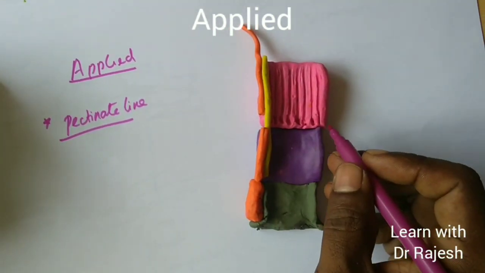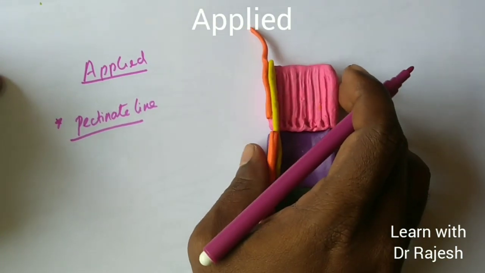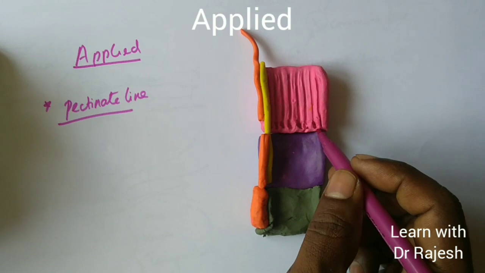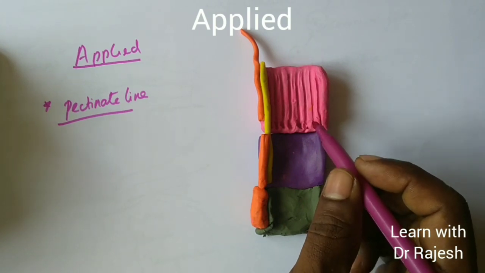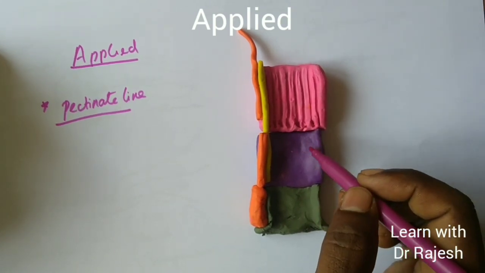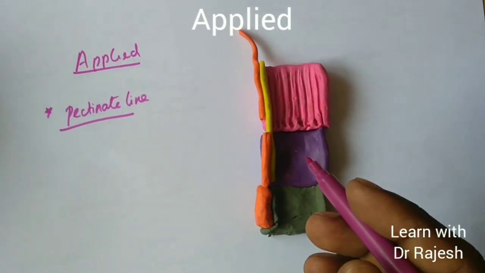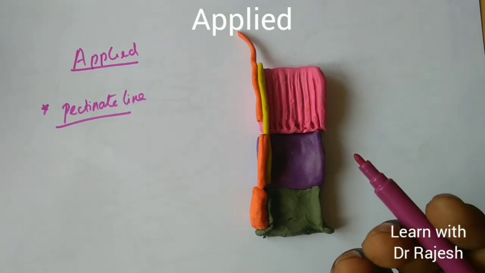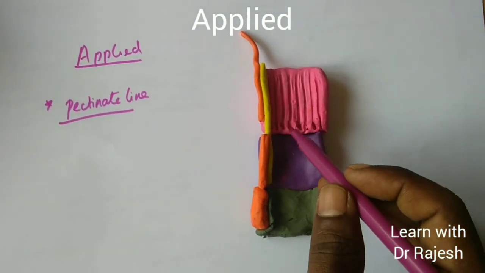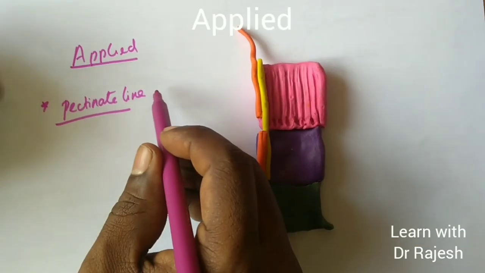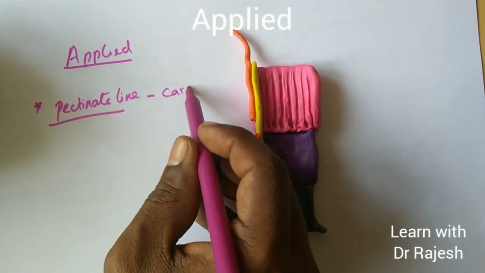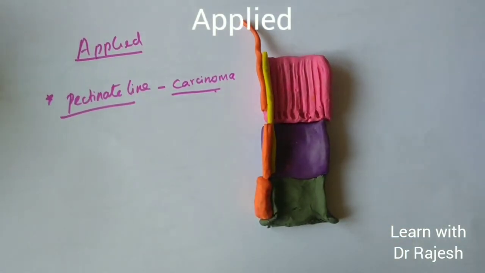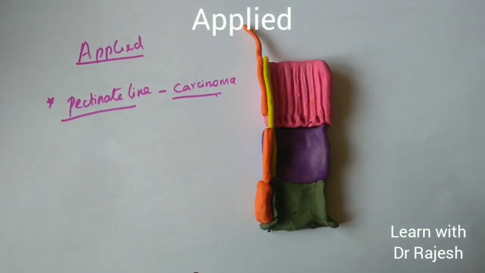Okay, the mucocutaneous line or the pectinate line. This pectinate line is a very important line where there is a transition of the epithelium. So this zone is very important for surgeons to understand the various changes, the various carcinomatous changes which can occur at this region. Okay, so this region is prone for carcinoma. The pectinate line, the mucocutaneous line.